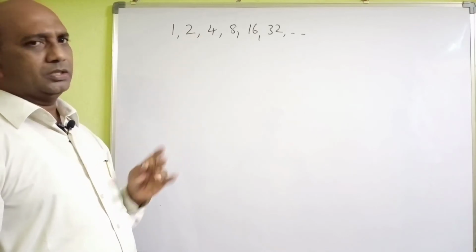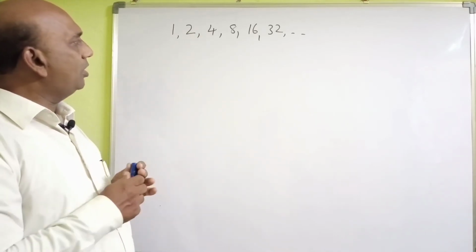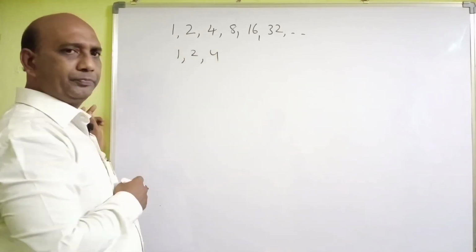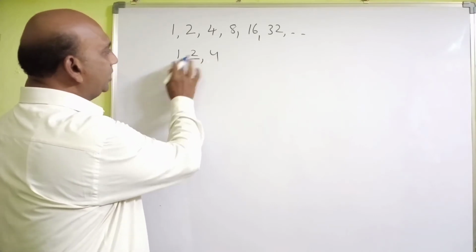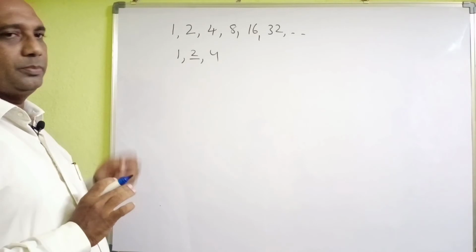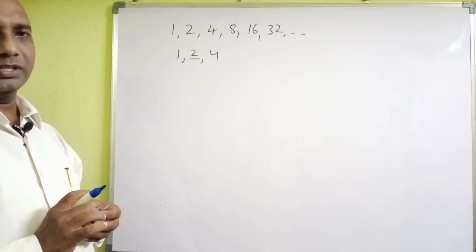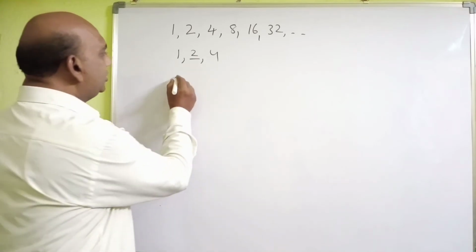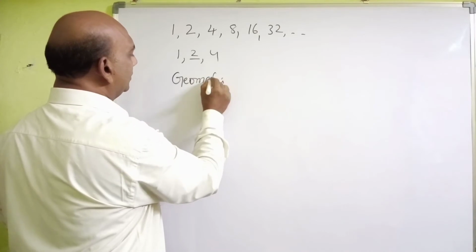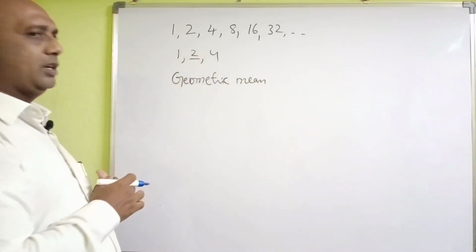Look at these three consecutive terms: 1, 2 and 4. 2 is in the middle of 1 and 4. Of those three terms, 2 is in the middle. That middle term of any three consecutive numbers is called the geometric mean. So what is the geometric mean in these three numbers?